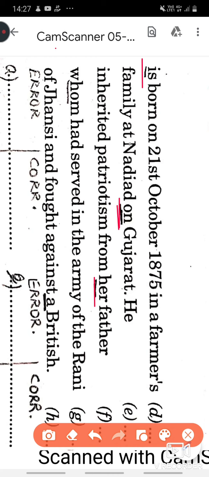He inherited patriotism from her father, whom had served in the army. Error is of the pronoun whom. Army of the Rani of Jhansi and fought against a British. Here, British refers to the people who ruled our country for many years. So, it's a word which refers to all the people living in Britain. So the error is of article there, underline A.